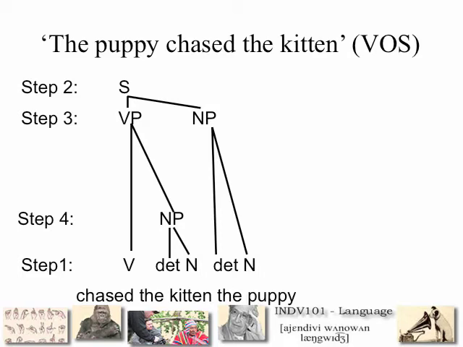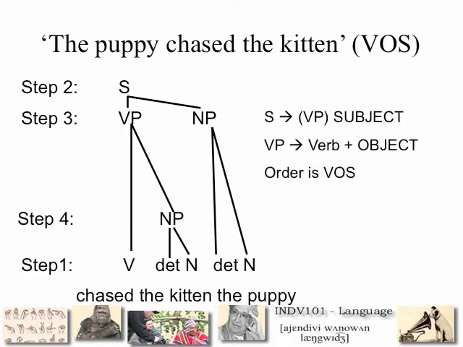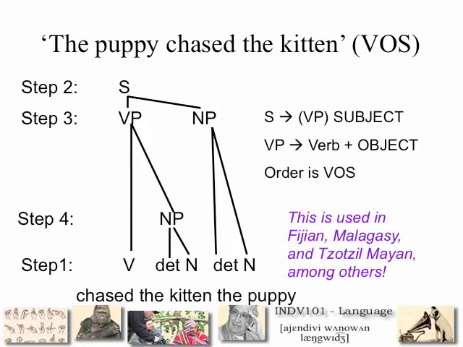We can also diagram a VOS sentence. Here, the rule for making a sentence is a little different. Now a sentence is made up of a verb phrase first, so the predicate comes first, and then we have the noun phrase subject after that. But the rule for creating the verb phrase is just the same as in English. It's a verb followed by its object. This is a fairly rare word order. Fijian, Malagasy and Tzotzil have this word order, and some others, but not too many overall.